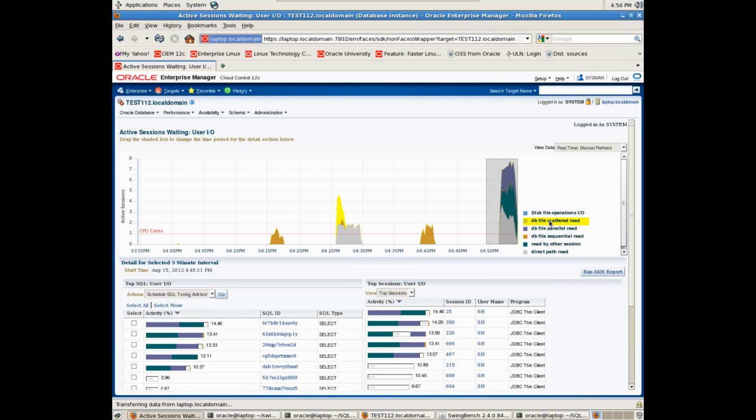Oh, actually, is that? No, that's over here. So when I highlight DB file scattered read, you should see this peak highlighting here. In this particular area, direct path read, read by other session, tiny bit of DB file sequential read, and some DB file parallel read.